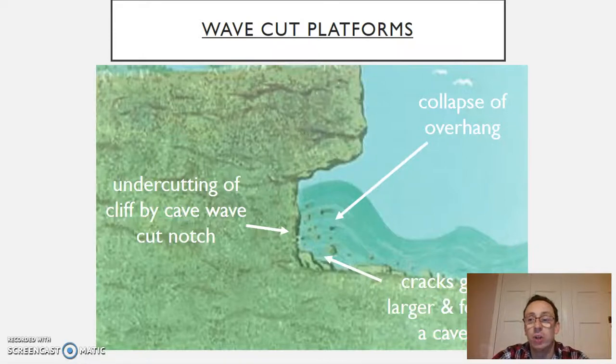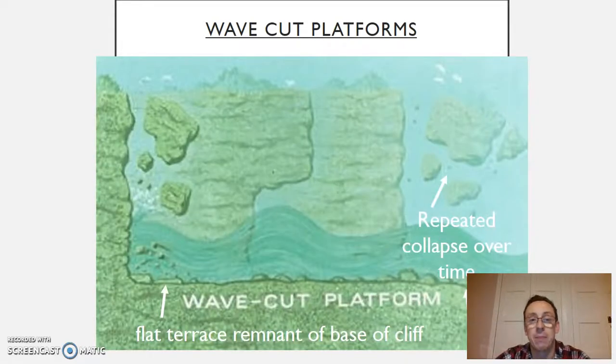Now, that wave cut notch is going to get bigger and bigger, and it's going to start to undermine the cliff above it. And as the wave cut notch gets bigger, eventually we're going to have risk of collapse. We're going to see the cliff above collapse into the sea.